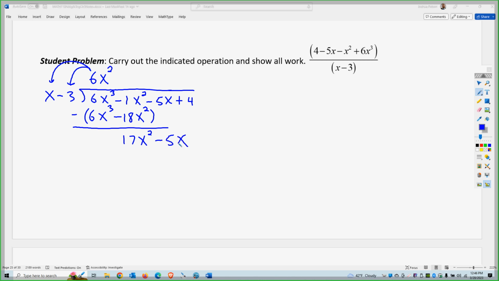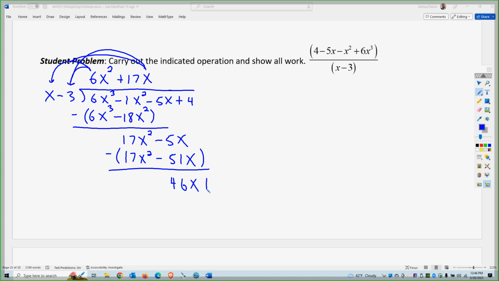Okay, so x times what gives me 17x squared? So plus 17x. So if I multiply that, I get 17x squared. Multiply that by the negative 3. Let's see, that's going to be what, 51, I want to say? And I'll subtract that. That's going to leave me with 46. Bring down the next term, which is a 4. So if I want to multiply that, it'd be what? 46, right? So 46 times the x gives me 46x. And then 46 times the 3 gives me, ooh, it's a big number, isn't it?